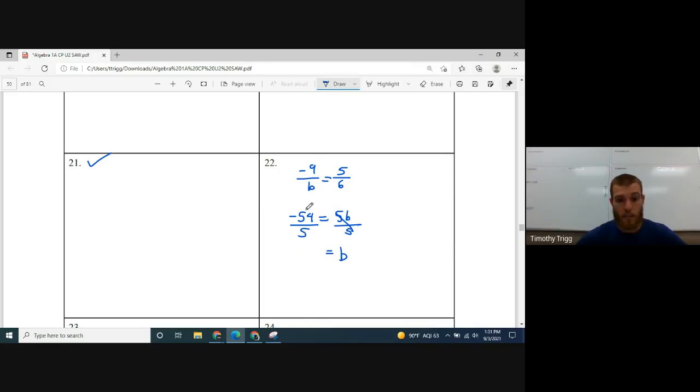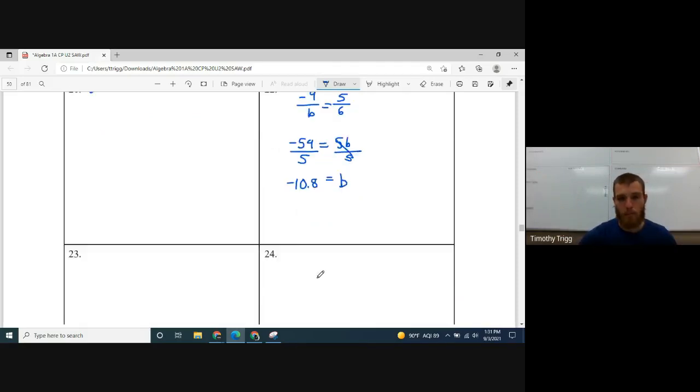Remember, a negative divided by a positive, if they're different signs, that would be negative, right? So negative 10.8 should be your answer there. Notice we put -10.8 equals b. That's fine. You could put equals the variable, or you could put b equals -10.8. It's the same thing. You could put the answer equals the variable, or the variable equals the answer.